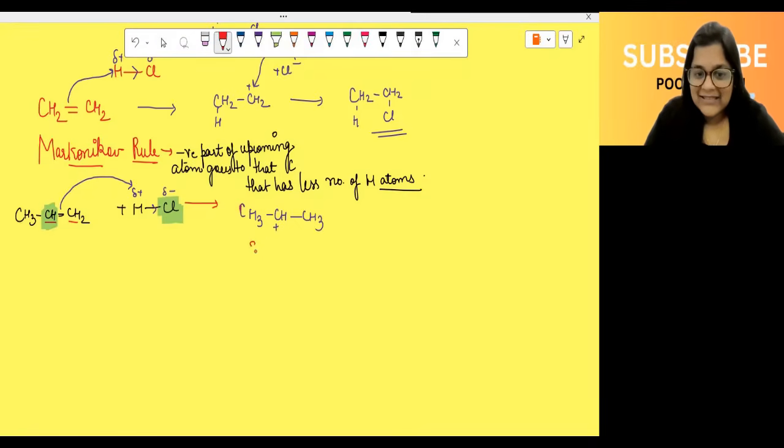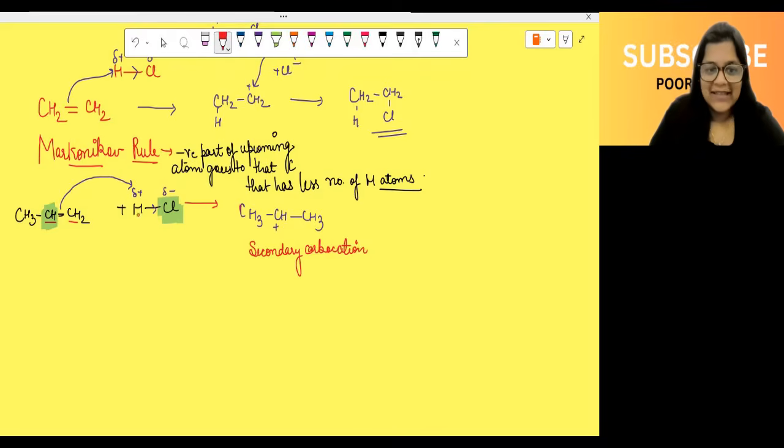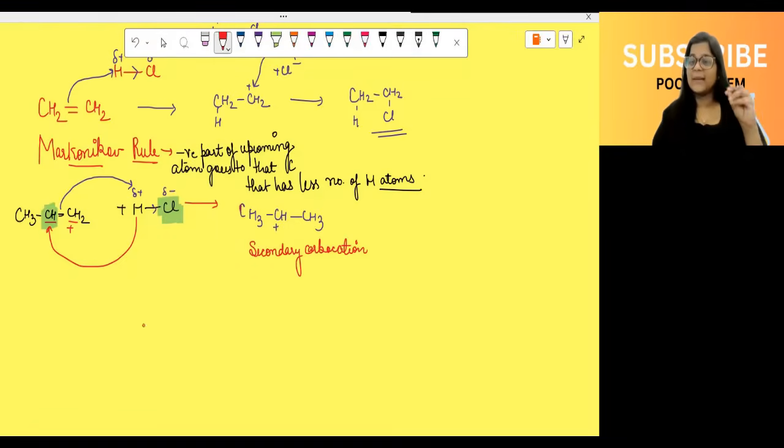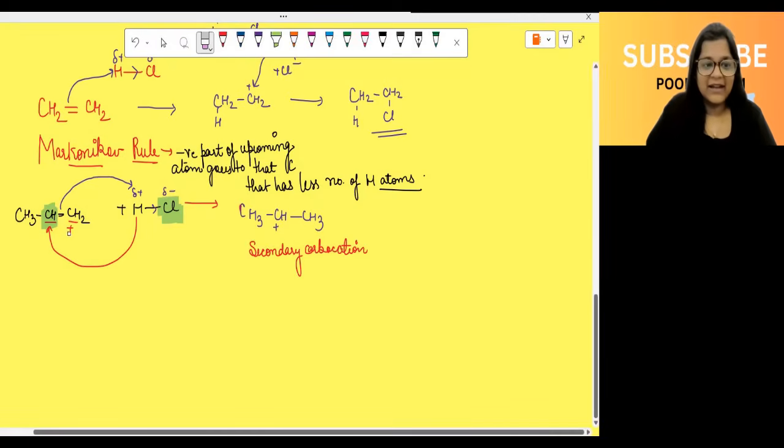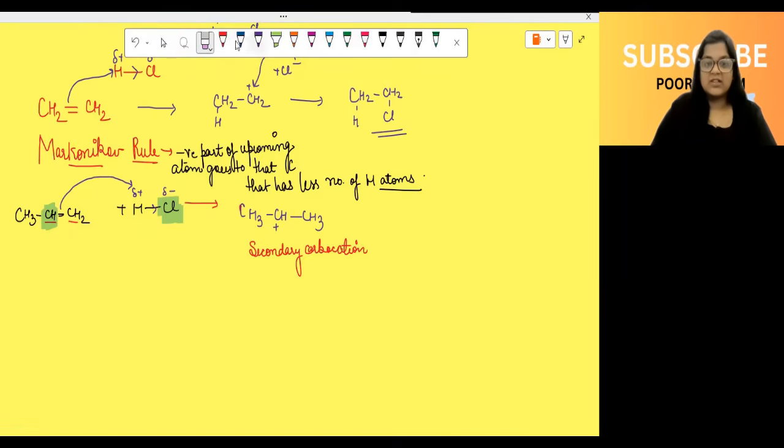Now, if you can see, this is a secondary carbocation, right? Over here, we know that if you attach this H over this second carbon and this becomes positive, that will become a primary carbocation, which is not stable. So thus this will not get stabilized, and this rule was given to us by Markovnikov. That's why it is called Markovnikov rule, right? So we got this particular secondary carbocation, plus you have a Cl negative.